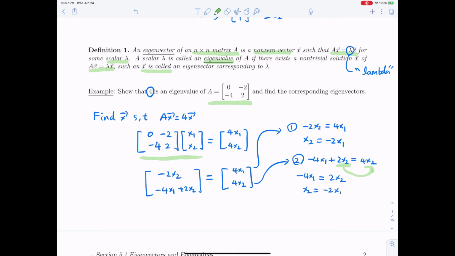So the solution set for this matrix equation is given by x equals (x1, x2), with x2 equal to -2x1. So we can write this as x1 times (1, -2). In this case, because we have a non-trivial solution, we can tell that 4 is an eigenvalue of the given matrix.